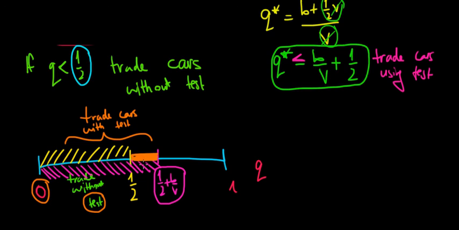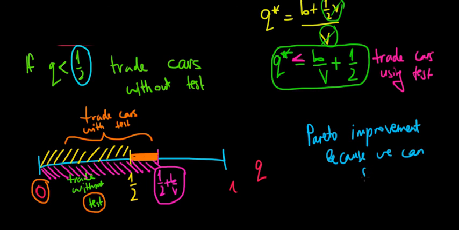So in other words, we do have a Pareto improvement because we can sell some more better cars in the market. So we have a Pareto improvement because we can sell more cars on the market. Hope this makes sense, and we are done.